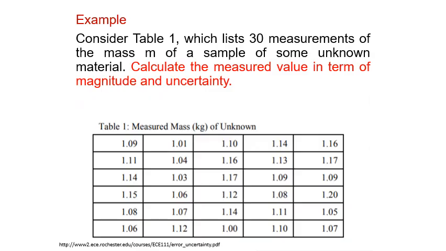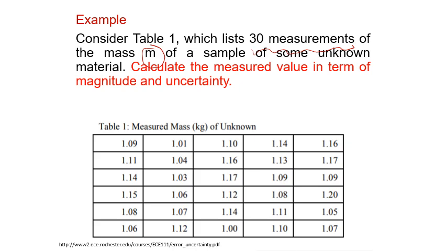Another example here. Consider the table which lists 30 measurements. We are having here 30 measurements of the mass M of a sample of some unknown material. Calculate the measured value in terms of magnitude and uncertainty. Look here, he wants to get the actual value, or what we call the true value, with uncertainty.